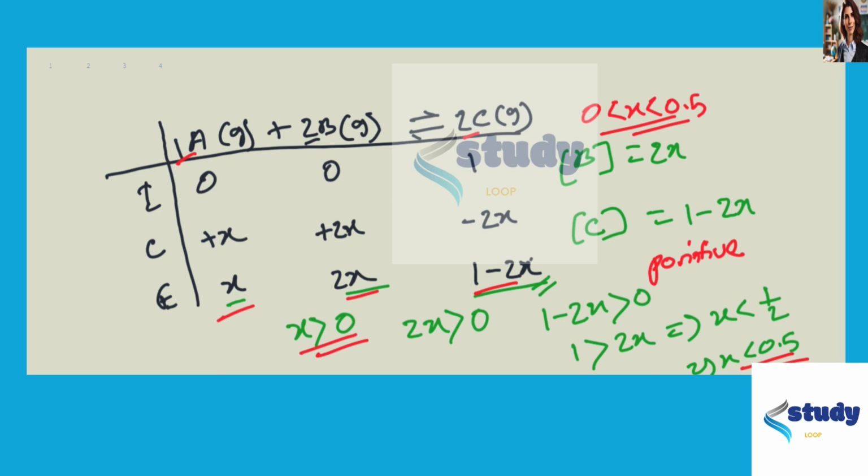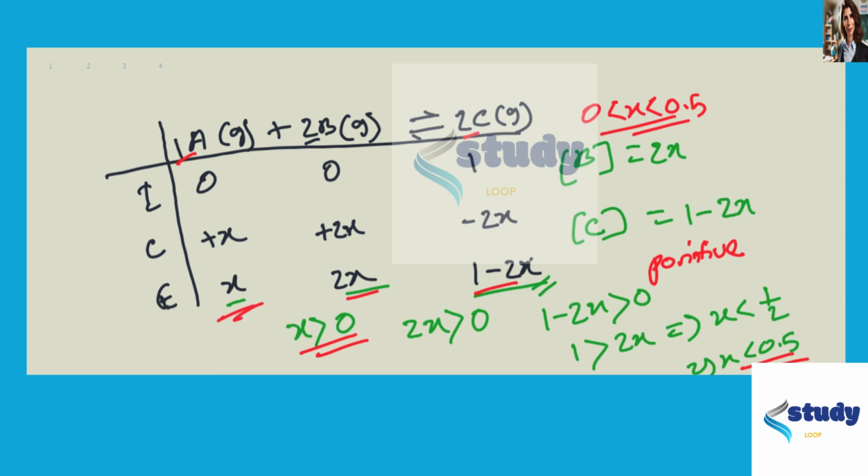Now, in part C of this question, we have to set up an equilibrium constant expression, and we have to derive an equation that can be solved for x.